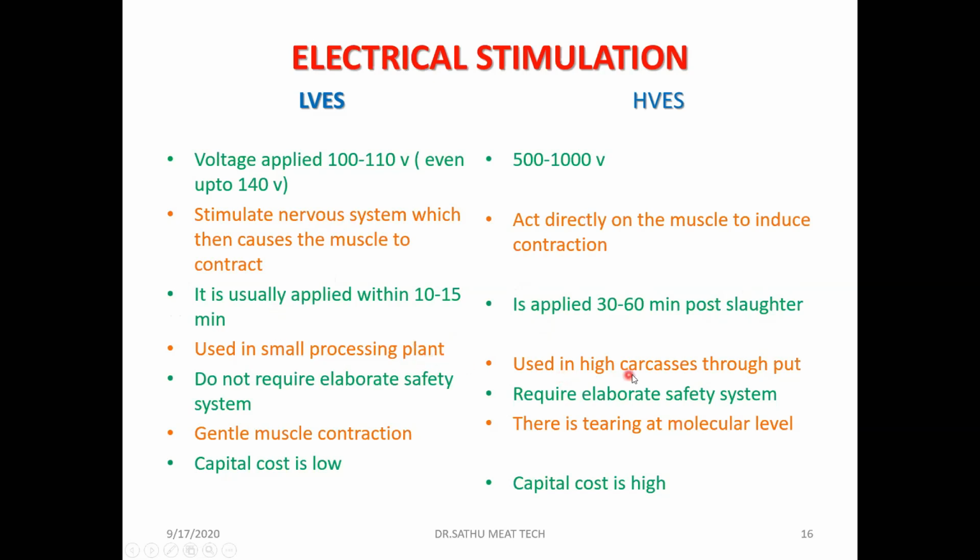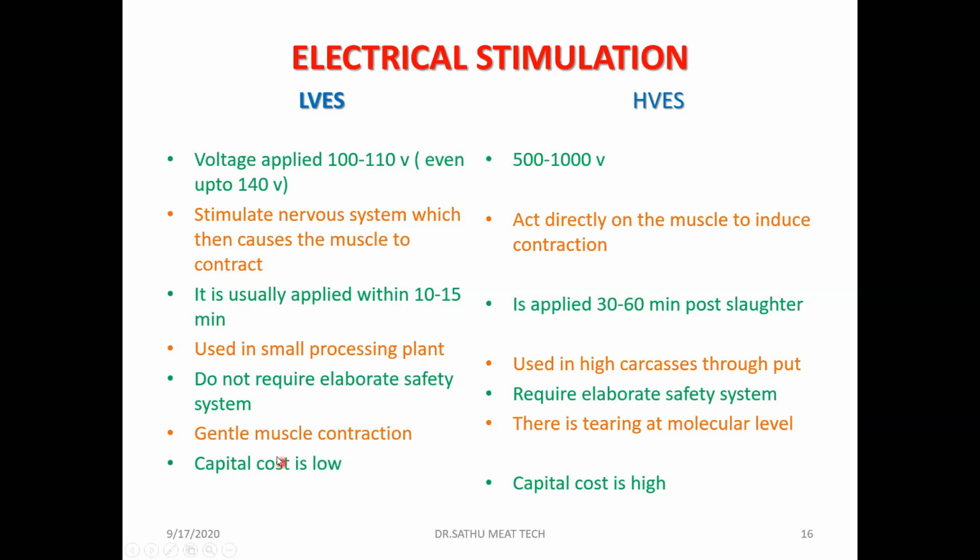Here it is used in high carcass throughput, where a large number of animals are slaughtered. Then we go for high voltage electrical stimulation. Here it does not require an elaborate safety system, because the voltage that we use is less. Here it requires an elaborate safety system. The safety system should be very proper, otherwise it can lead to electrical accidents.